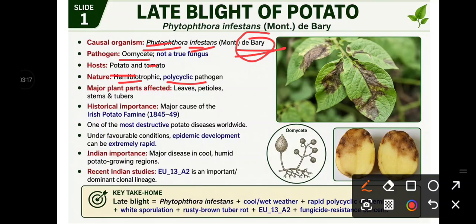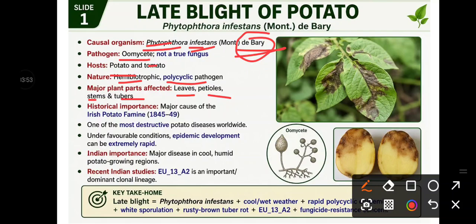Then it is polycyclic. Polycyclic means in a single crop season, it can produce multiple disease cycles, that is, multiple generations. Then the major plant parts affected are the leaves, petioles, stem and tuber. We will discuss in detail the characteristic symptoms of this late blight of potato.